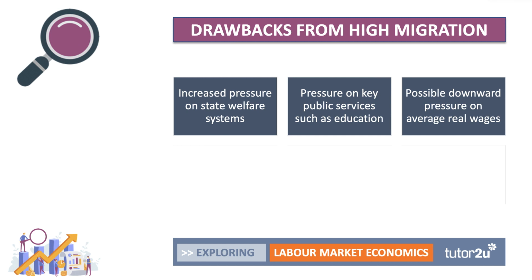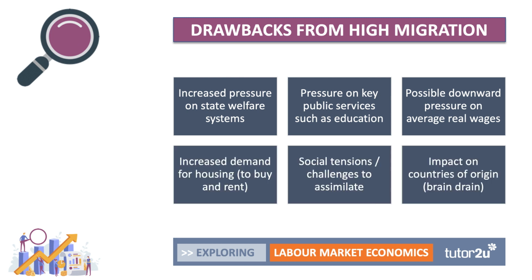Again, especially, for example, if there's a downturn, you've got a bigger migrant population that is able to claim those benefits. There's growing pressure on key public services, including education, including healthcare, as the migrant population increases. And in theory, if you think about the labour market, an influx of workers increases labour supply, which, other things being the same, could put possible downward pressure on real wages in certain jobs.